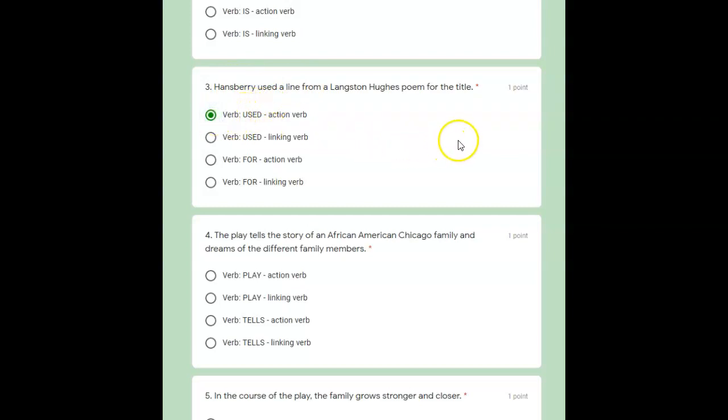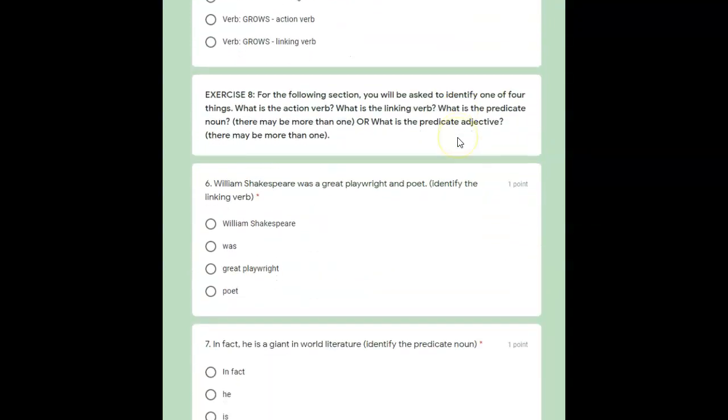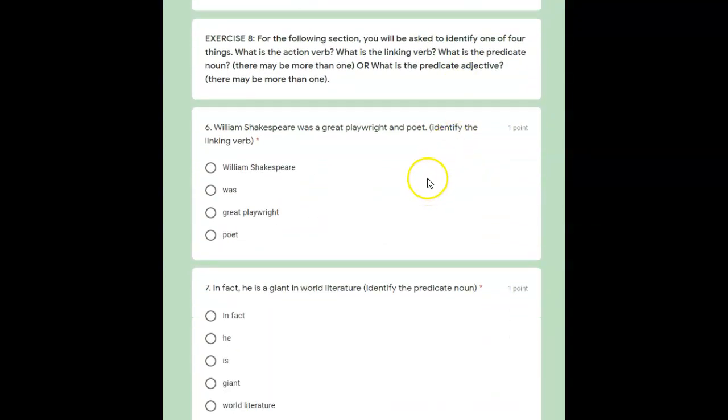Okay, so that's how you do questions 1 through 5. When you get to exercise 8, 6 through the end, I think 25, you're going to be asked to identify one of 4 things. Either what's the action verb, what's the linking verb, what's the predicate noun, or what's the predicate adjective. And for predicate nouns and adjectives, there can be more than one. Okay? So for number 6, William Shakespeare was a great playwright and poet.